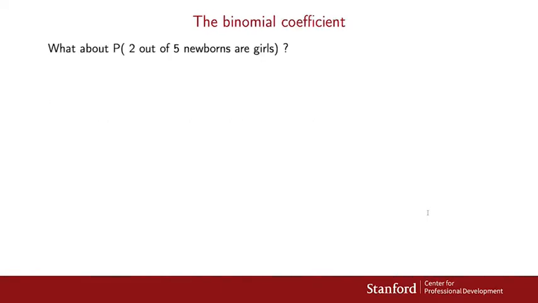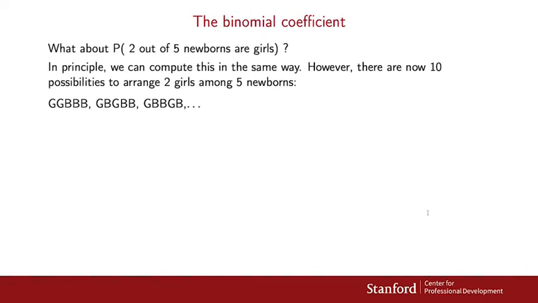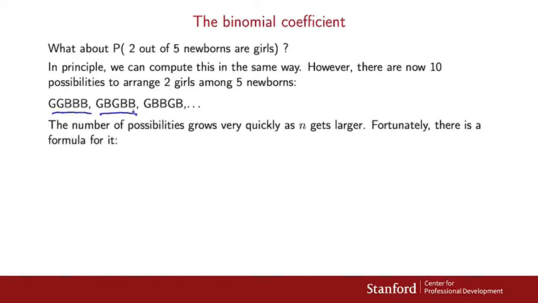Now let's look at a little bit more challenging problem. What's the probability that 2 out of 5 newborns are girls? In principle, we can compute this just as before. So now we have to look at all the possibilities how we can arrange 2 girls among 5 newborns. And it turns out there are now 10 of these possibilities. I wrote down the first 3 here. You could have a girl, girl, boy, boy, boy, or girl, boy, girl, boy, boy, and you get the idea. So the problem is that the number of these possibilities grows very quickly as n gets larger. But fortunately, there's a formula for computing those.